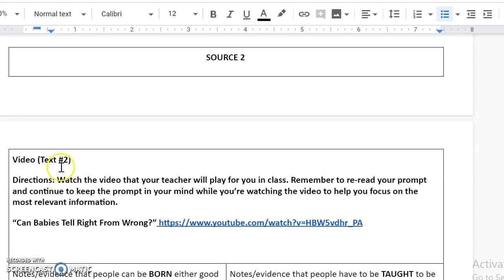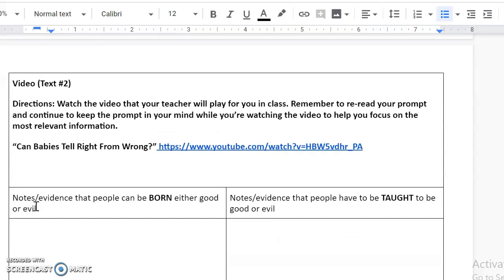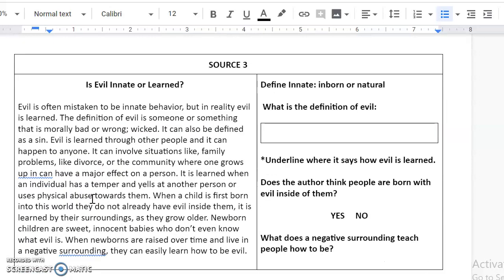Source 2 is a video. Can babies tell right from wrong? You guys are going to be watching this video of researchers at Yale as they put babies through an experiment to try to figure out if babies already know if there's such thing as good guys and bad guys, right and wrong, or if babies have to be learned or have to be taught these things. So as you guys watch, I want you to be looking for evidence that supports that they're either born knowing the difference or they have to be taught the difference.